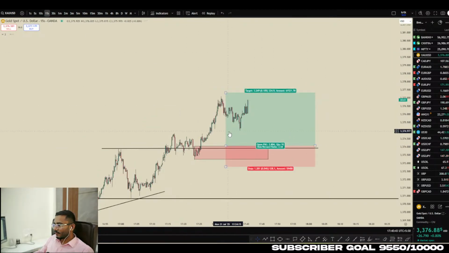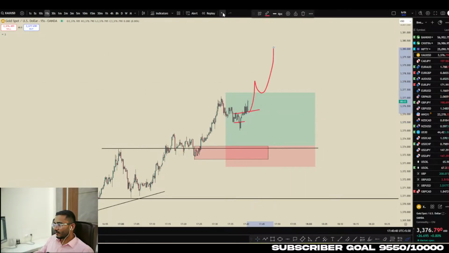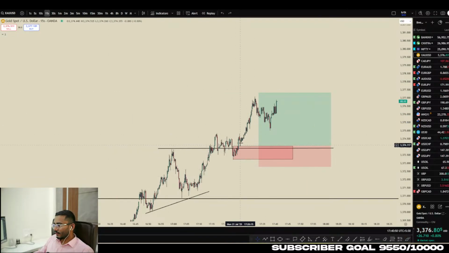So on 30 minutes, price already swept this previous low. It's doing the same thing. Price swept this previous low, and now it's still continuing to the upside. But we will wait for price to create a more clear structure.